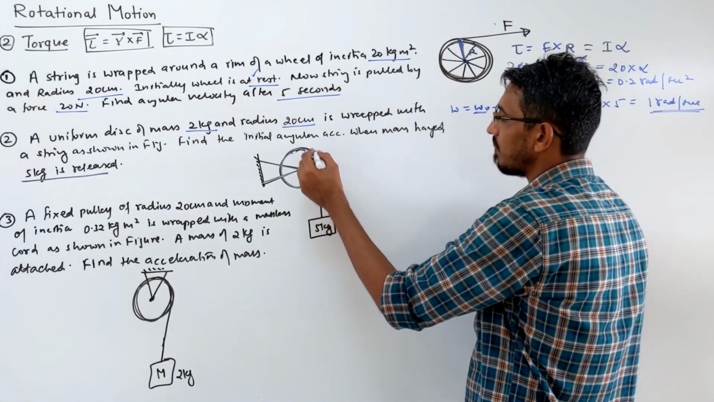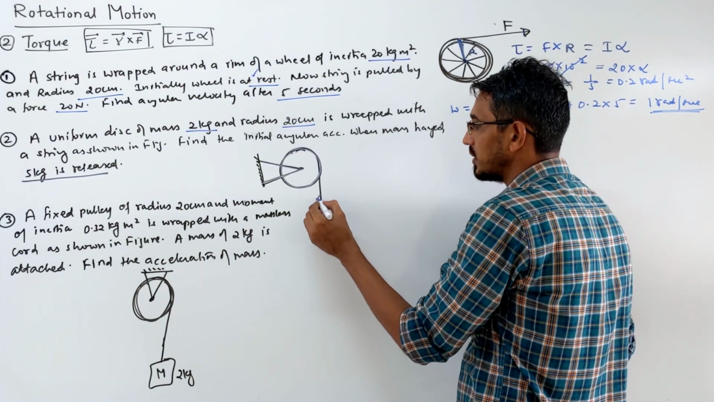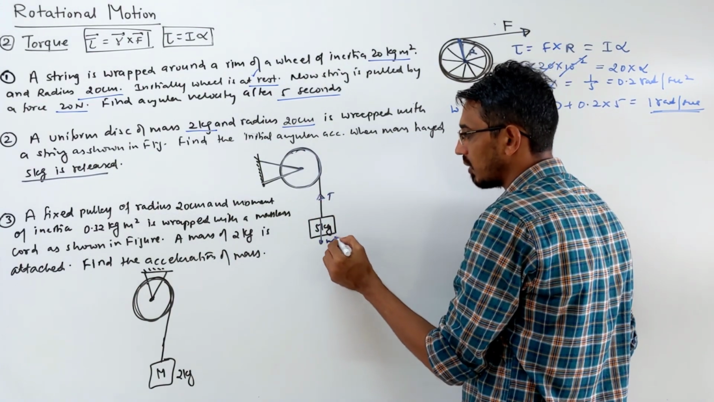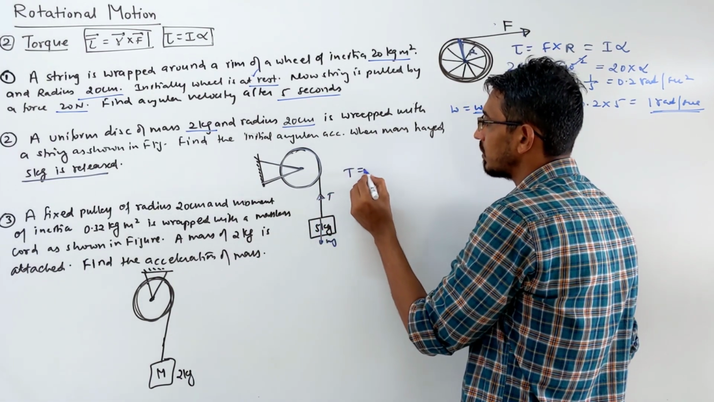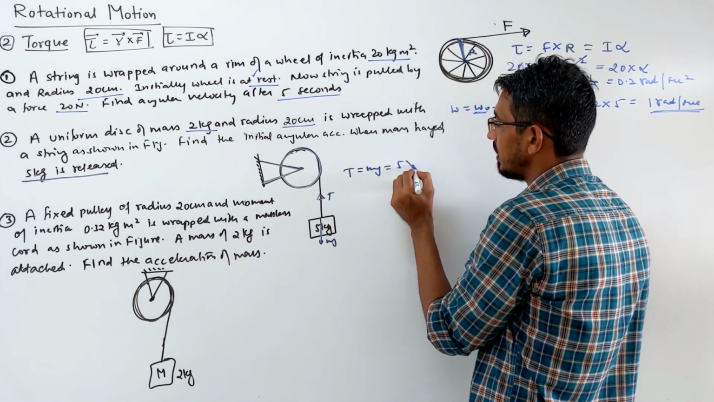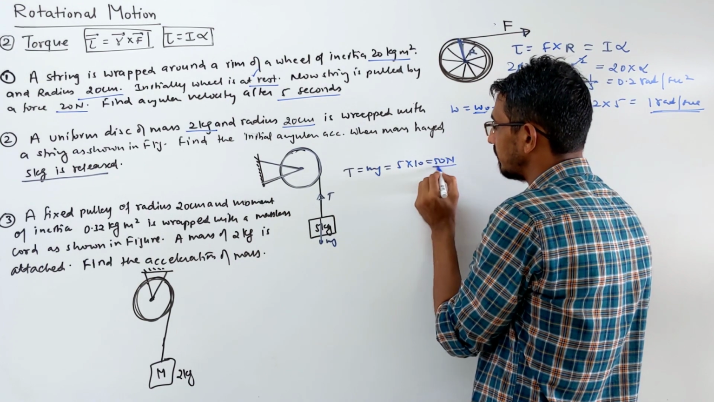So again there is a force applied here. How much force? Tension T here is equal to the weight of this block, that we have learned in Newton's laws, right? So how much tension or force is applied here? That will equal simply mg. M is given as 5, g is 10, that becomes 50 Newton initially, okay?